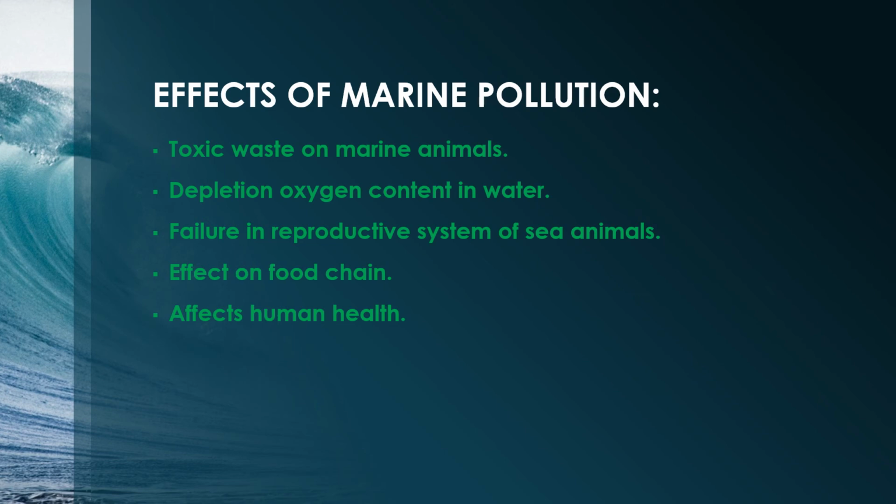Affects human health. Animals from the impacted food chain are then eaten by humans, which affects their health, as toxins from these contaminated animals get deposited in the tissues of people and can lead to cancer, birth defects, or long-term health problems.